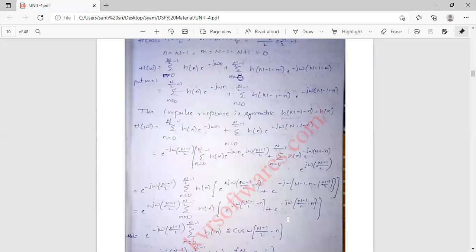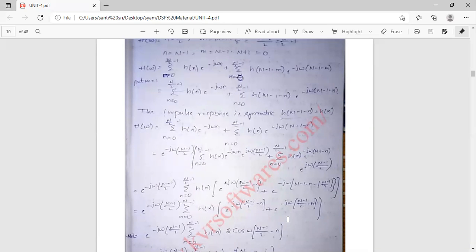Okay, so this will become e power minus j omega (N minus 1)/2 into sigma n equal to 0 to N/2 minus 1. h(n) will be taken as common. So h(n) into e power j omega ((N minus 1)/2 minus n) plus e power minus j omega ((N minus 1)/2 minus n). Okay, so e power minus j omega (N minus 1)/2 into sigma n equal to 0 to N/2 minus 1 of h(n) into e power j omega ((N minus 1)/2 minus n) plus e power minus j omega, and this will be simplified as ((N minus 1)/2 minus n).